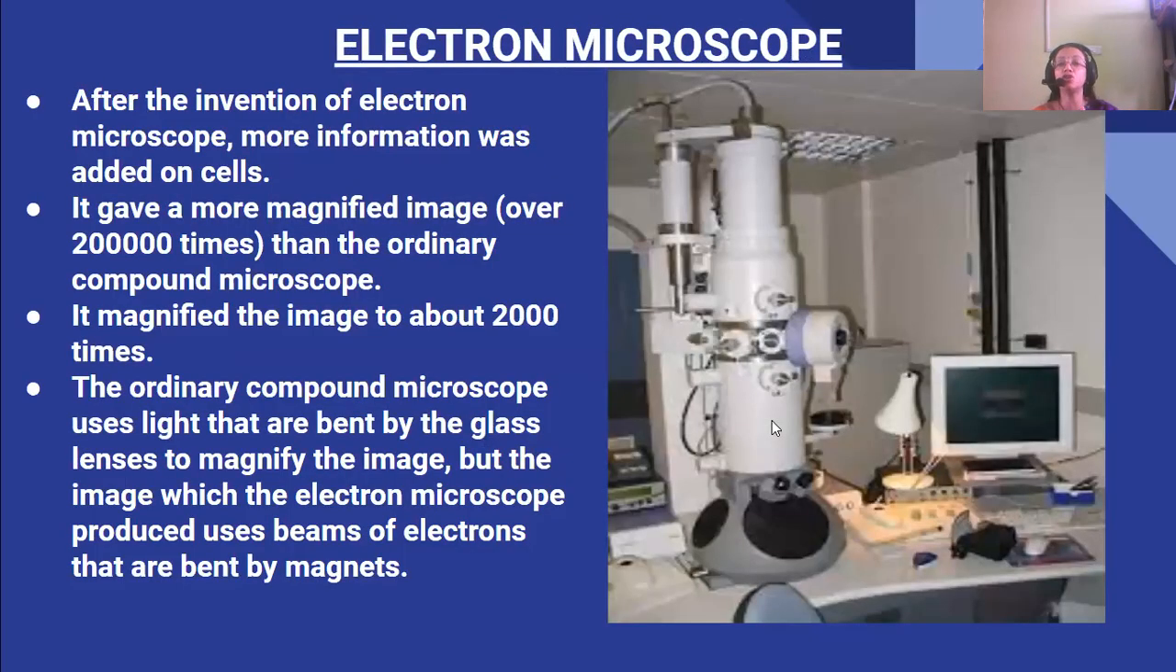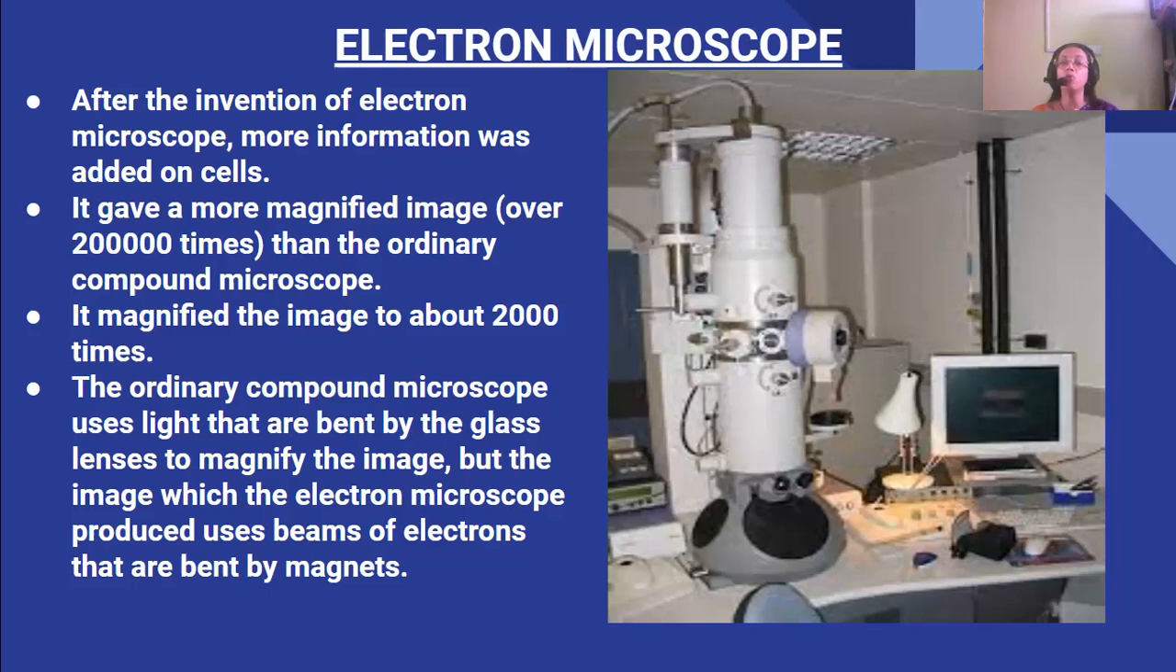Next, we come to the electron microscope, which is a further modification. This compound microscope has been further modified into the electron microscope. Okay, that would give a more magnified image of the substance which we observe. Now, after the invention of the electron microscope, more information was added on the cells. I told you that the electron microscope gives a more magnified image. That's why after its invention, more things were seen on the cells, and that was produced as the theory.